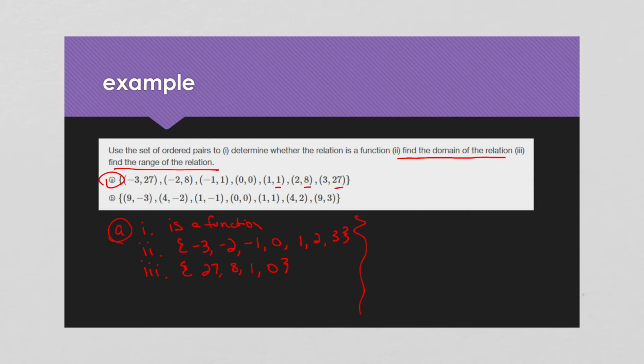All right, let's look at this next one. So on B, is it a function? 9, 4, 1, 0, 1. Oh, our x values repeat. So nope, it is not a function.